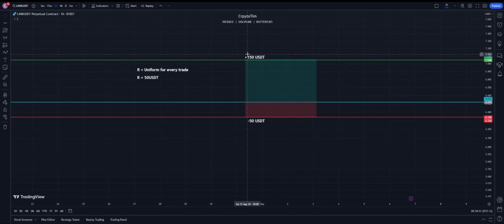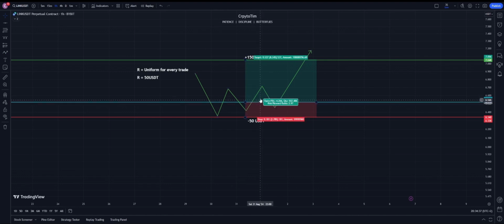It's really easy to know how many units of this asset you have to buy. In this case, we're sitting on Link. We're sitting on 7 bucks, 6 bucks, 6.3 bucks. Now if I want to take this trade hypothetically, let's say something going like this, I want to enter here. Then I need to know how many units of Link I need to buy in order to lose 50 USDT when price is going against me.